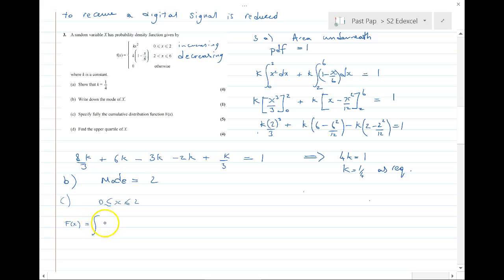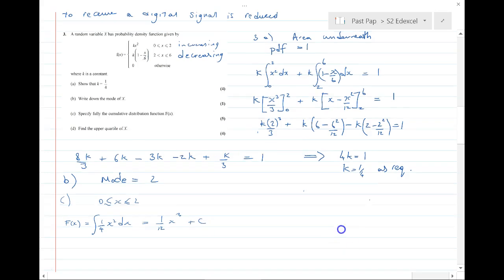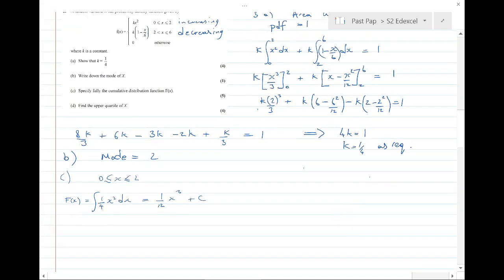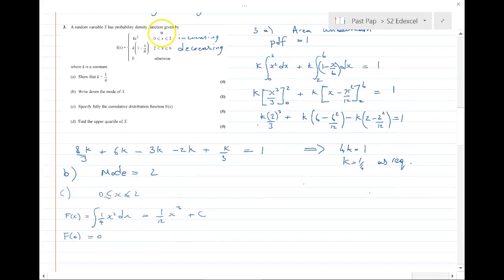So we've got a quarter x squared dx. So that equals, not 1/8, 1/12 of x cubed plus c. Okay, so I can now work out c, because I know that f(0) equals 0, because my lowest value is 0.